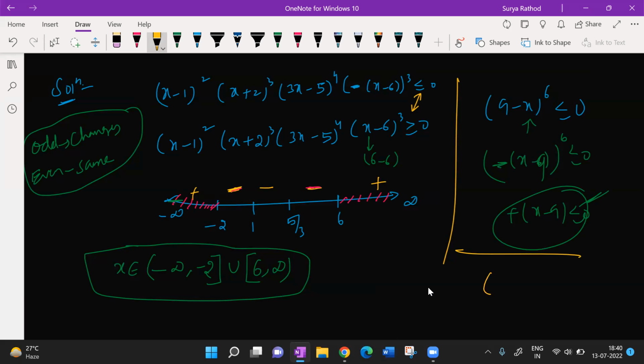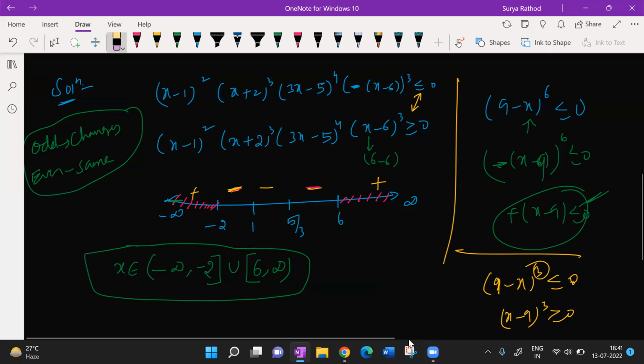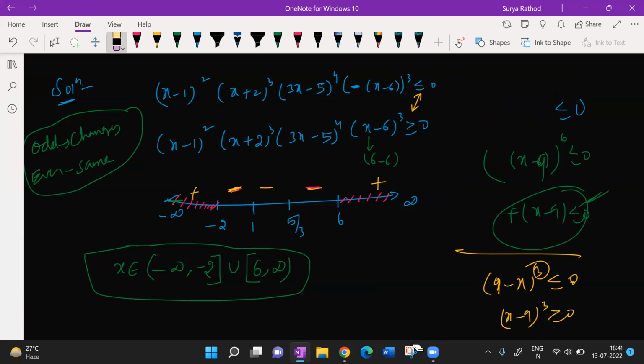If I have something like 9 minus x whole cube less than or equal to 0, tell me. It becomes x minus 9 whole cube greater than or equal to 0, because the power is odd. The inequality changes, right? Hope you got clarity, right?